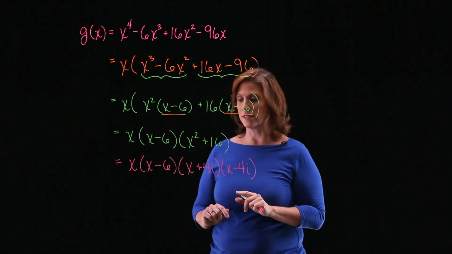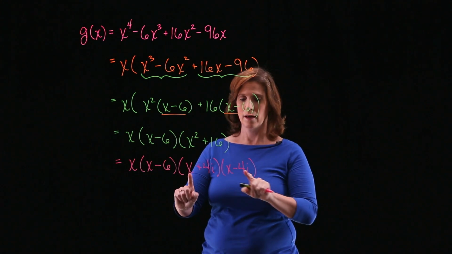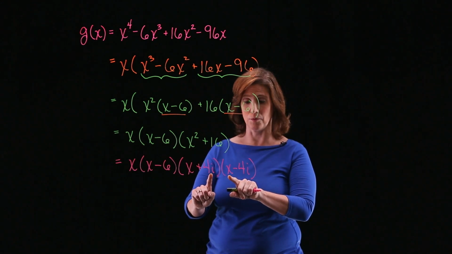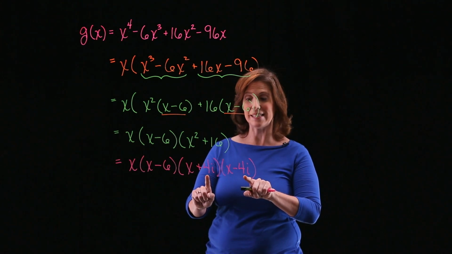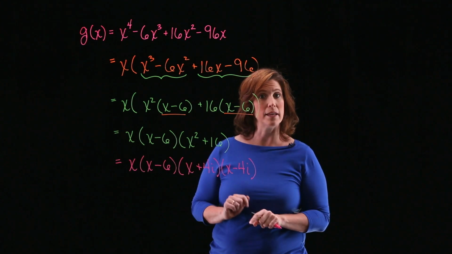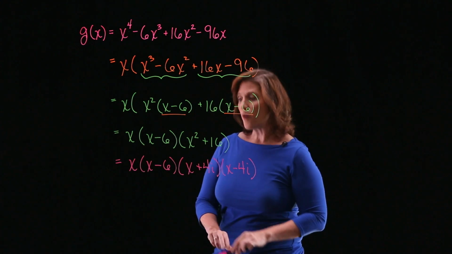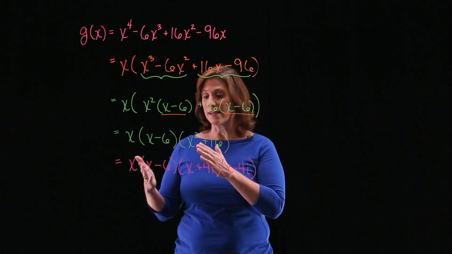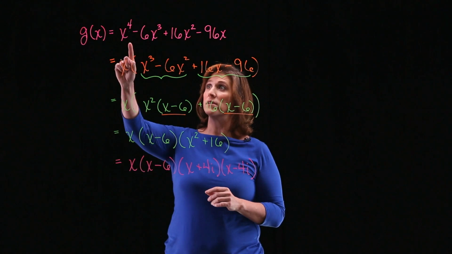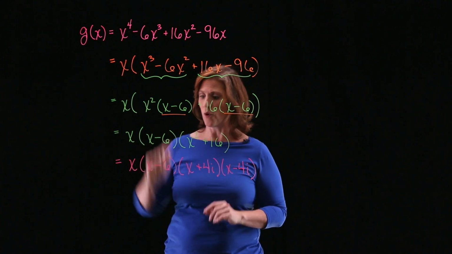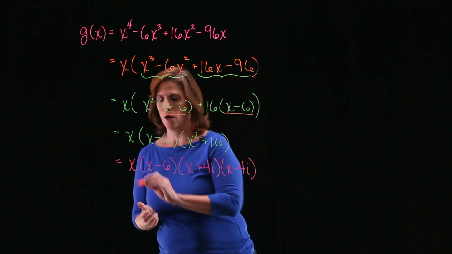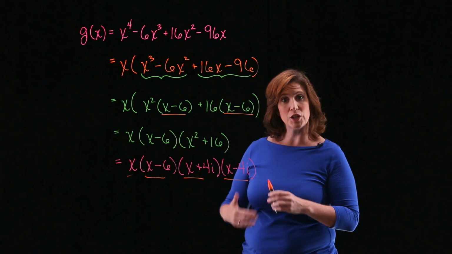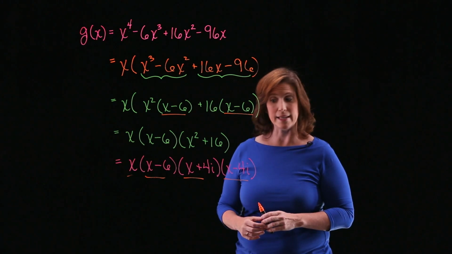Again, let's go through the FOIL just to check this. I have x squared minus 4xi plus 4xi, so they add together to be 0, and then a negative 16i squared, which is the same thing as a positive 16. All right, so I now have my polynomial written as a product of linear factors. Notice I started out with a polynomial of degree 4, and I have 1, 2, 3, 4 factors. As long as I'm willing to go into the complex number system, that will be the case.